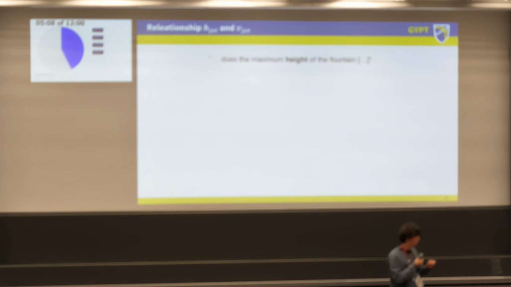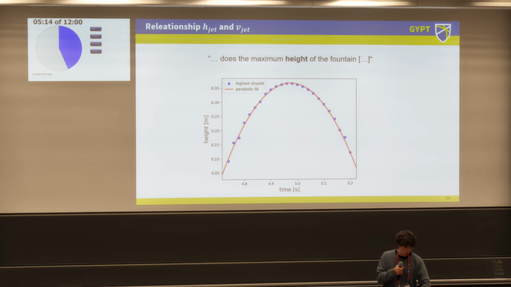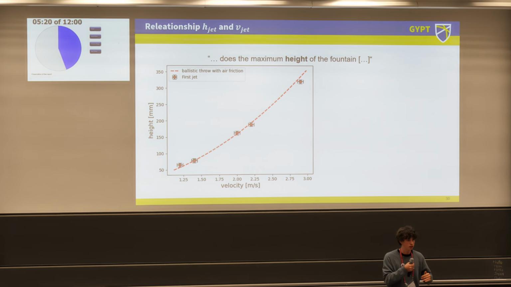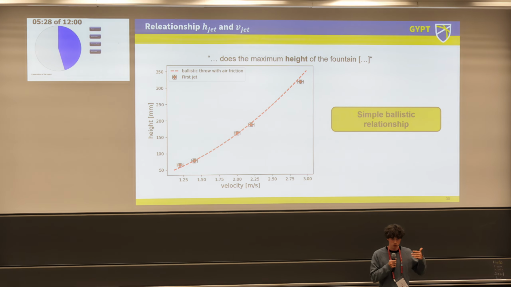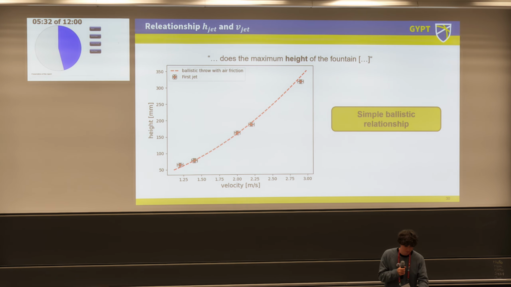And that is between the velocity of the jet and its height. The task asks us to take a look at the maximum height of the jet. Plotting the highest droplet of the jet, we can observe a simple parabolic relationship. Going one step further, in plotting its velocity against its height, and plotting in a simple ballistic relationship, we can once again observe that it fits perfectly. With this, I just want to state that between its velocity and its height, there's a simple ballistic relationship.